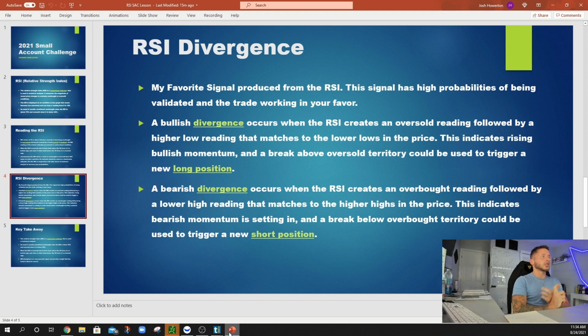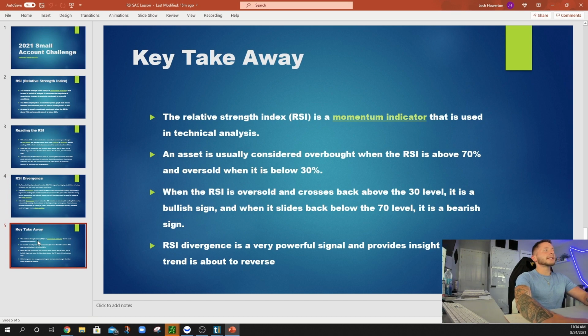So we know what bullish divergence is, and we know what bearish divergence is. And you guys know how to spot that divergence and how to use it to your advantage. It is very, very powerful. Okay? So, a couple of key takeaways from this lesson. Like I said, it wasn't going to be a long lesson, maybe 15, 20 minutes, all right?